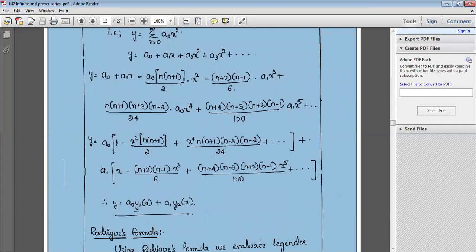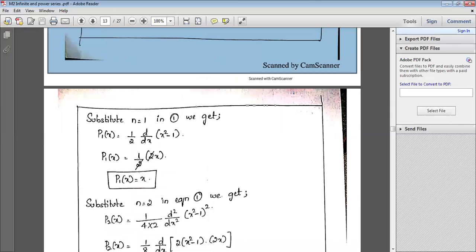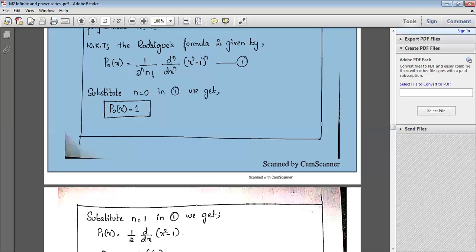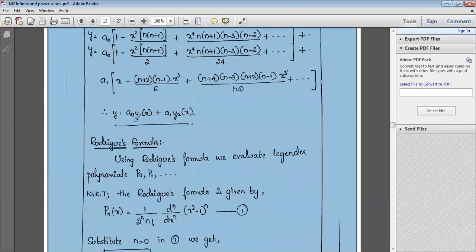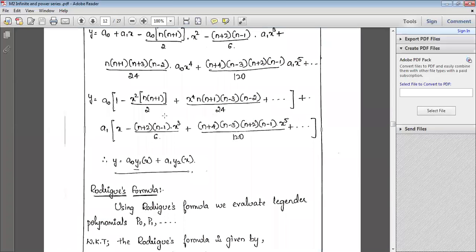After taking common, take these as y0 of x and y1 of x. This is a0 into y1 of x plus a1 into y2 of x. Similar to Bessel's differential equation.